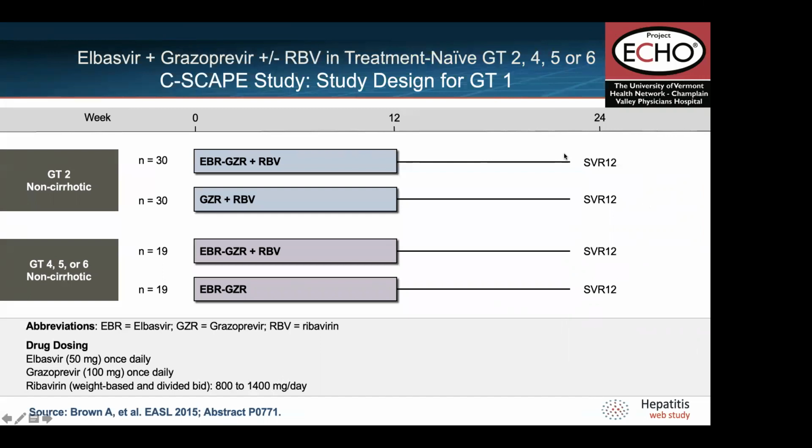Okay. So here's another trial where they were looking. Notice they didn't even try to use 3. They knew it was not a genotype 3 drug. They were going for 2, 4, 5, and 6. And again, if I remember correctly, this included those with and without cirrhosis. And basically, it was a little bit different here because they also had an arm that just had grazoprevir in it for genotype 2, if I remember. Yeah, it was genotype 2. No, it is non-cirrhotic, I'm sorry. This was just non-cirrhotic patients.